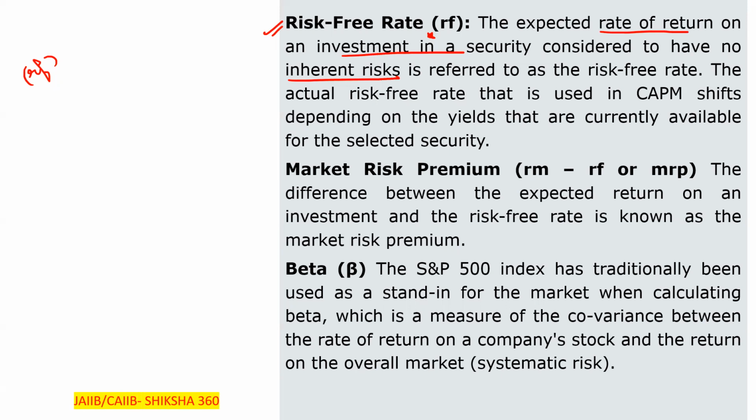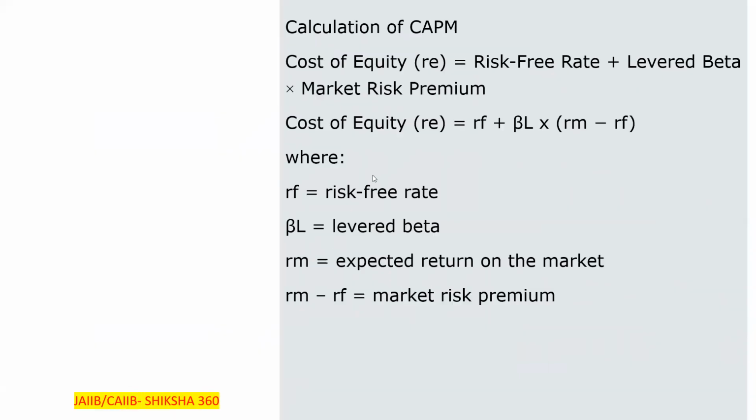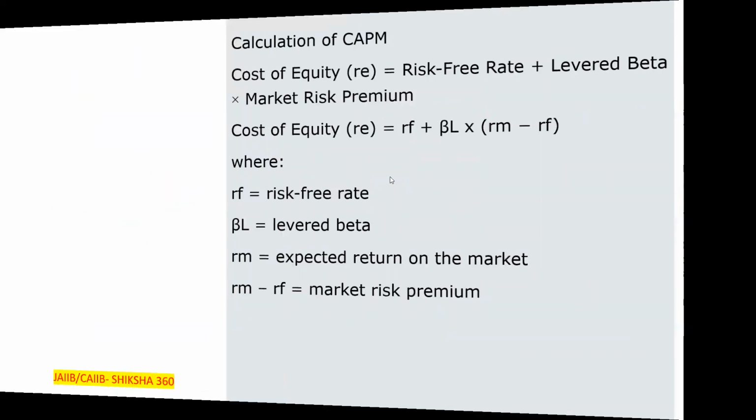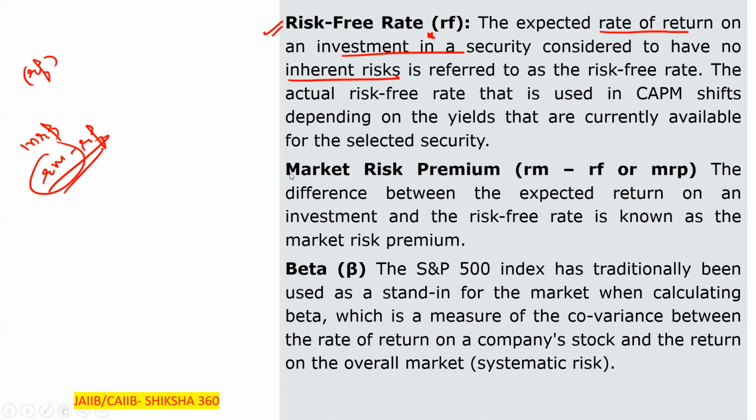Next, what is the market risk premium? It is known as the MRP, or RM minus RF. RM, which we have already discussed, is the expected return on the market, and RF is the risk-free rate. The difference between the two is known as the market risk premium. So the difference between the expected return on an investment and the risk-free rate is the market risk premium.